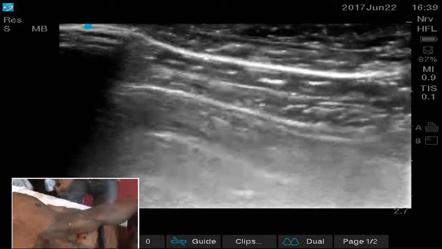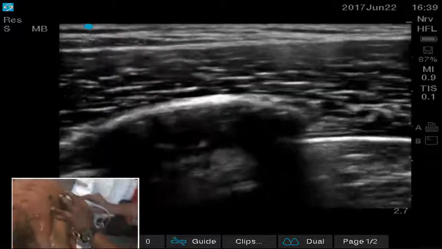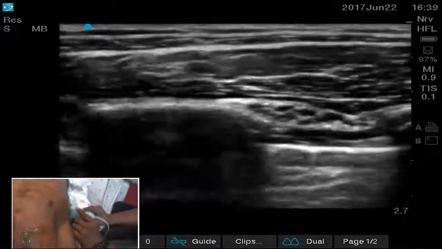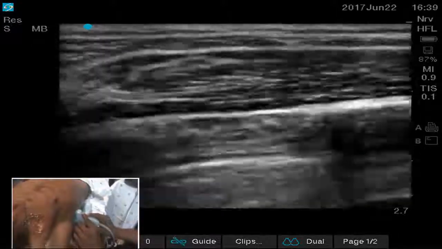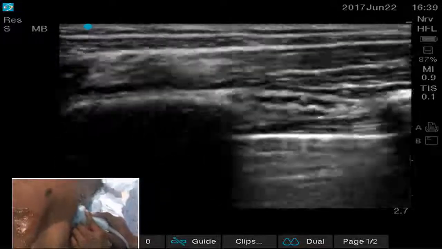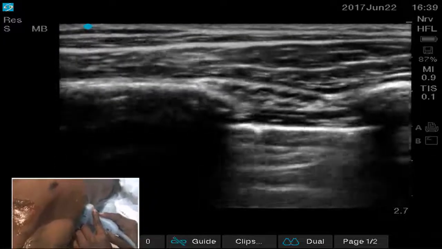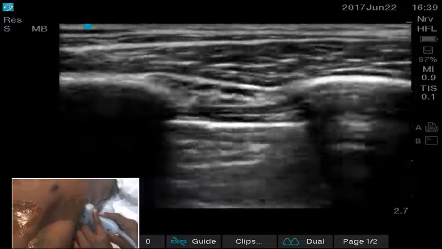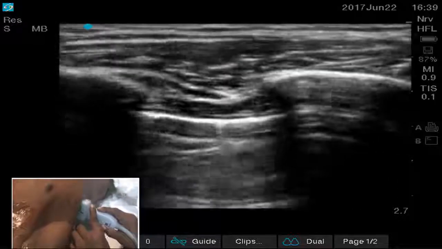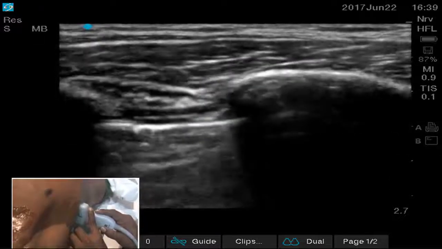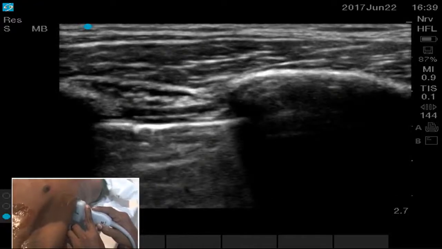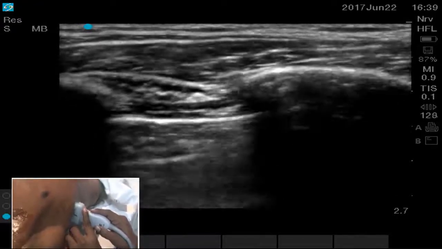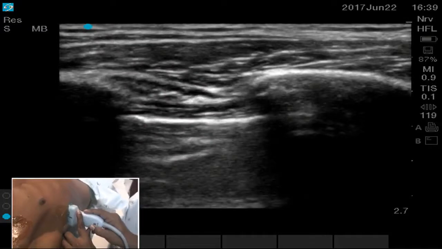Unfreeze it. So now I am just going back so that I will pick up the latissimus dorsi. Can you freeze it? Unfreeze. Yeah.